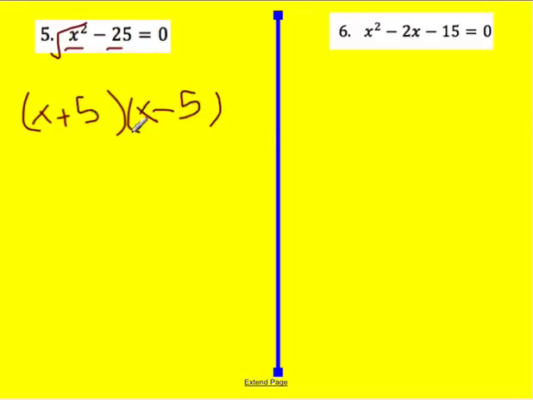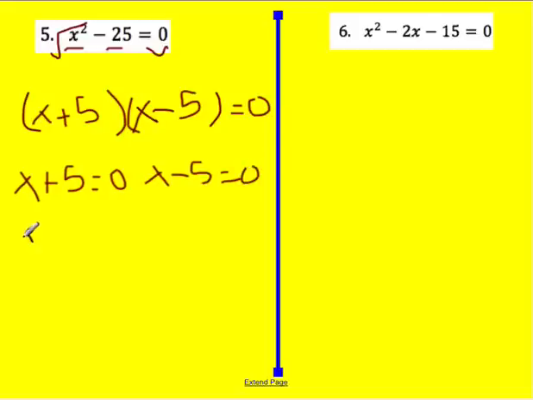Okay, now if you'll notice, that expression was set equal to 0, which makes it an equation. So we have this right here, and this is where the zero product property comes in. So the zero product property says that if those two factors are being multiplied, then each of those factors is going to equal 0 when we're solving this for x. So here when you subtract 5 from both sides, you get x is equal to a negative 5. Here when you add 5 to both sides, you get that x is equal to 5. So those are your 2 answers for number 5.